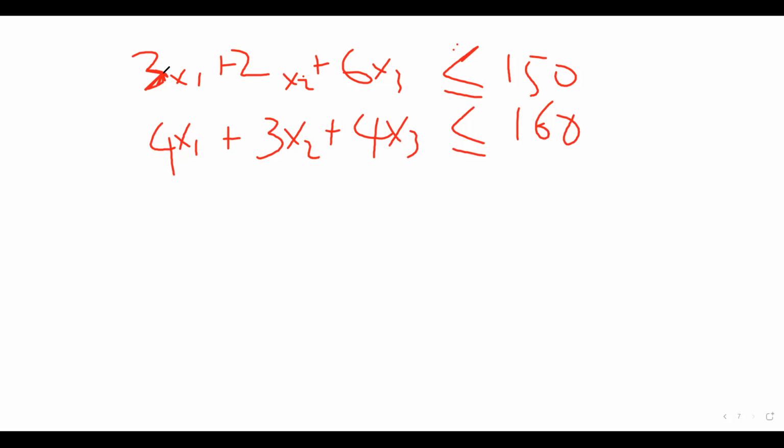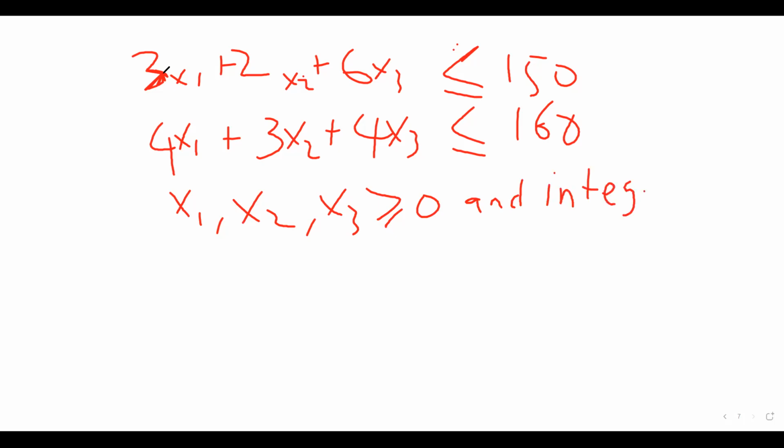Now, first thing we know is this: x1, x2, x3 are greater than or equal to 0. This is a non-negativity constraint. And then, integer. Why integer? Because we are expecting the shorts, pants, and then the shirt. We want these things to be whole numbers, because we can't have decimal shorts, decimal pants, and all of that.